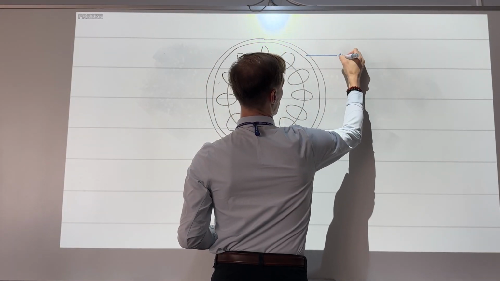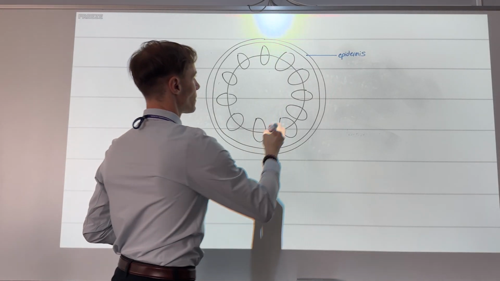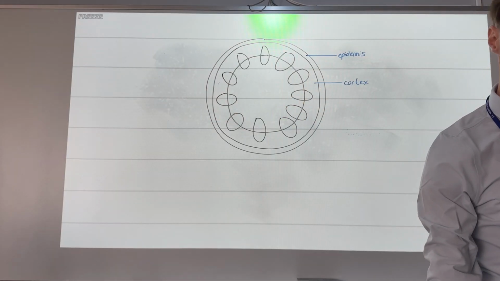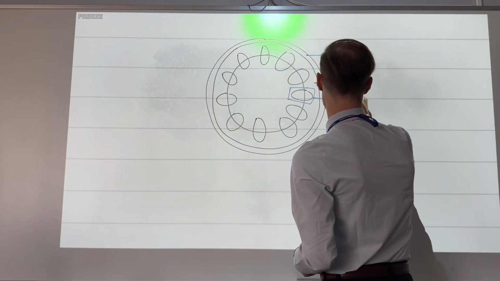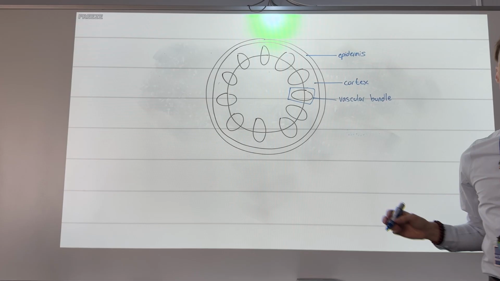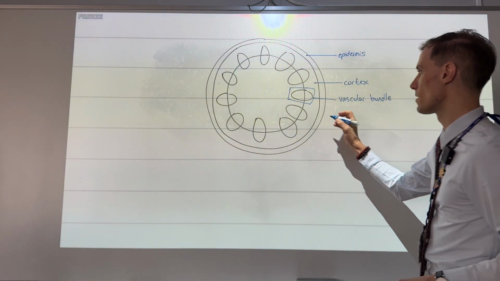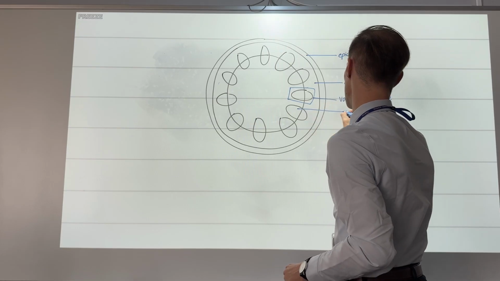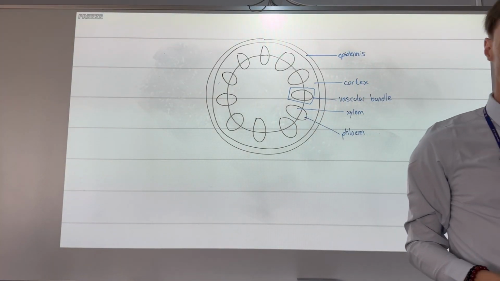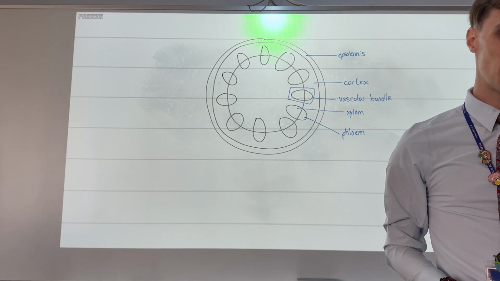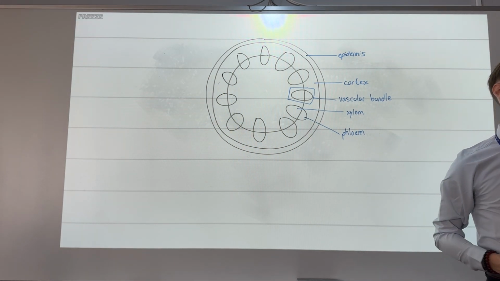This would be the epidermis, on the outermost section right here. Here you would have the cortex. Then right here would be the vascular bundle. Then I would independently label both the xylem and the phloem. This part specifically is the xylem. This part is the phloem, just like that. And actually, that would be sufficient for this diagram.